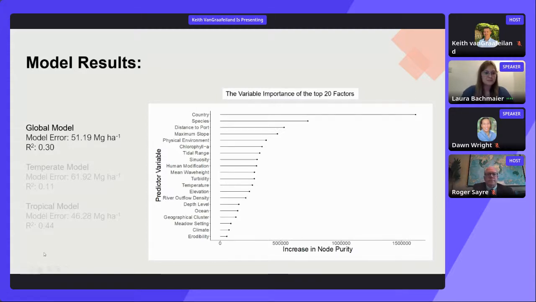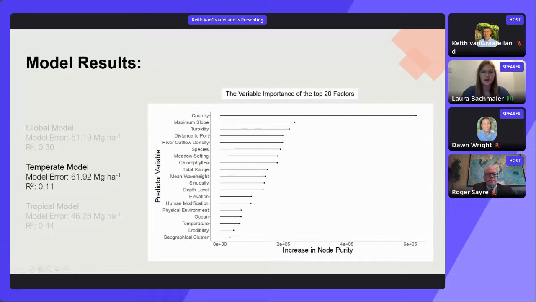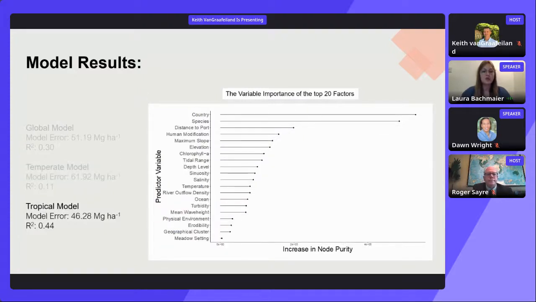Assessing the outcomes from the temperate and tropical models separately, the predictive accuracy goes down in temperate systems, meaning that organic carbon is even more variable here. Sorry, next slide, please. And then in tropical regions, it actually had the highest predictive accuracy based on having the lowest error, and it also had the highest amount of variance explained with that model.